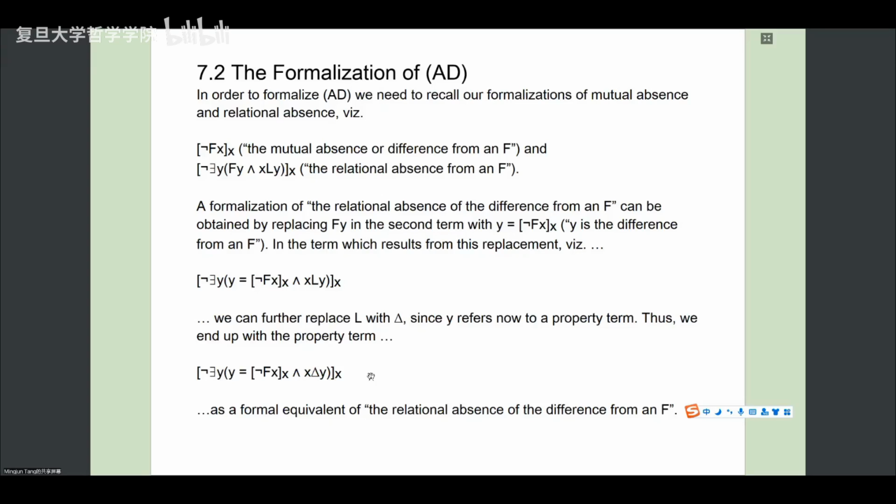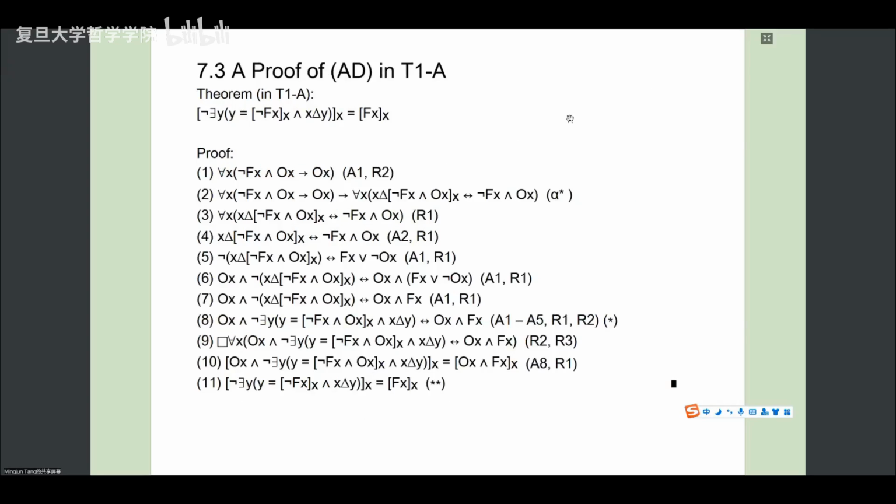Thus, we end up with this property term. This is a formal equivalent of the relational absence of the difference from an F, in the last but one line here. Then let's have the next slide.